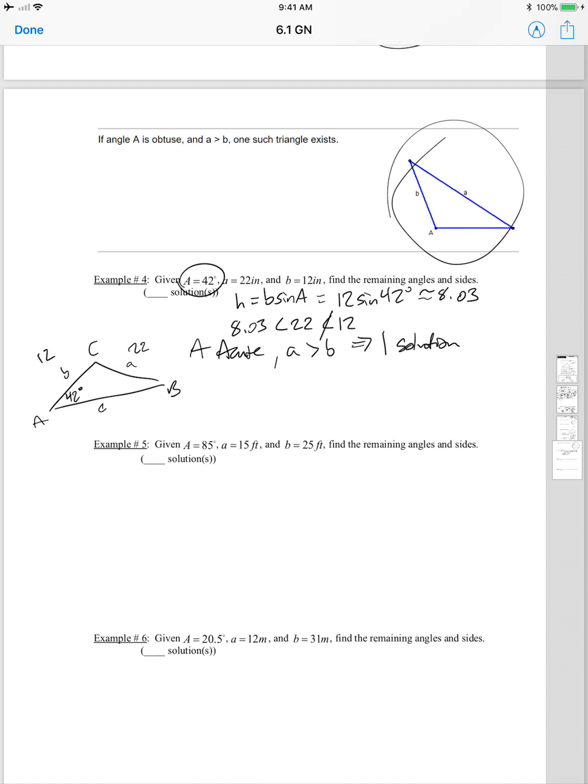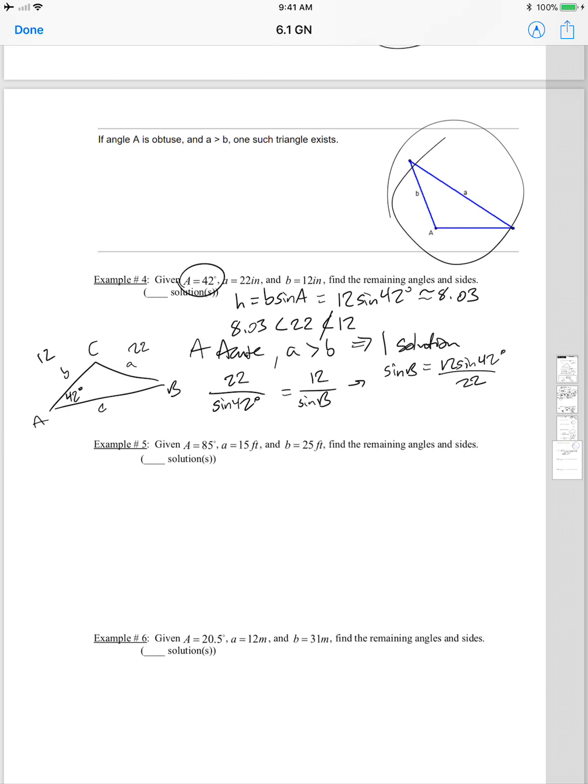So in this case, let's see. I need to find at least one more angle using the law of sines before I can just do my adding up to 180 degrees. So I have 22 over the sine of 42 degrees equals 12 over the sine of angle B. So solve for angle B. The sine of B equals 12 times the sine of 42 degrees divided by 22.